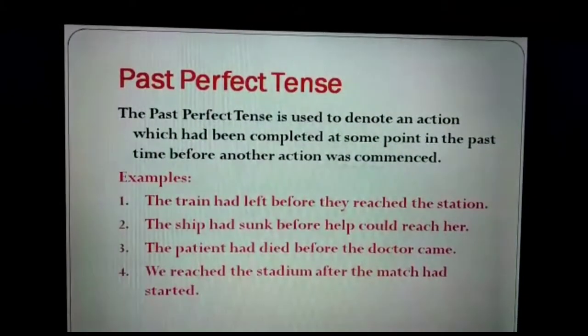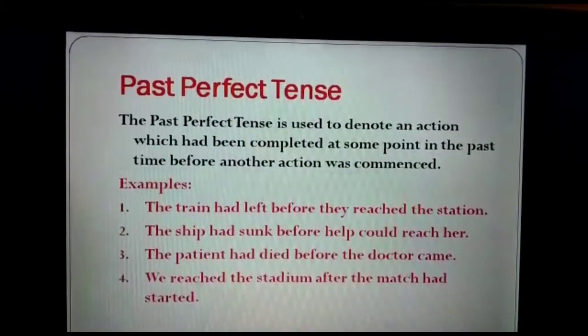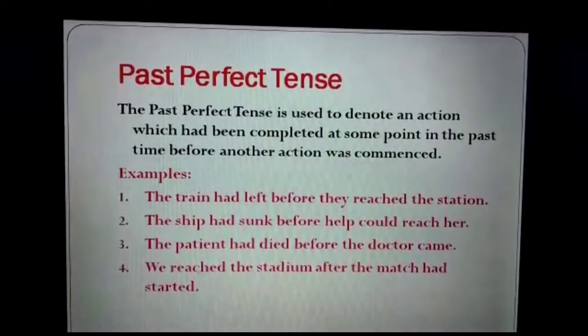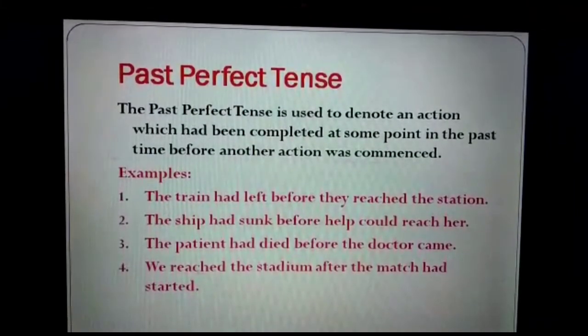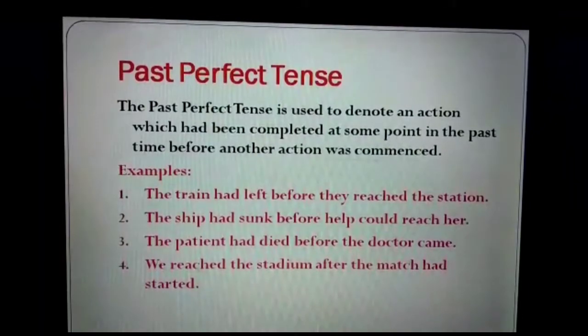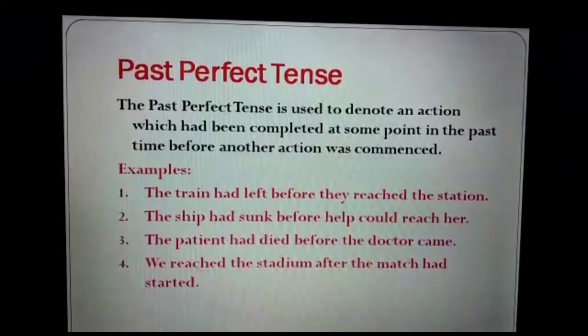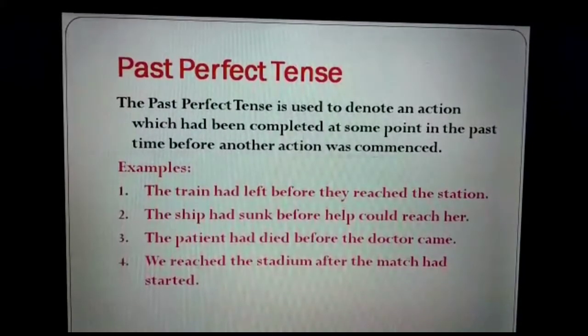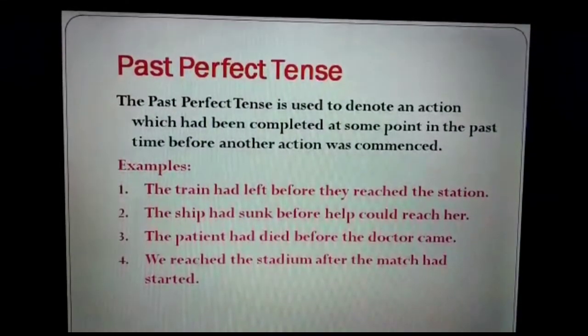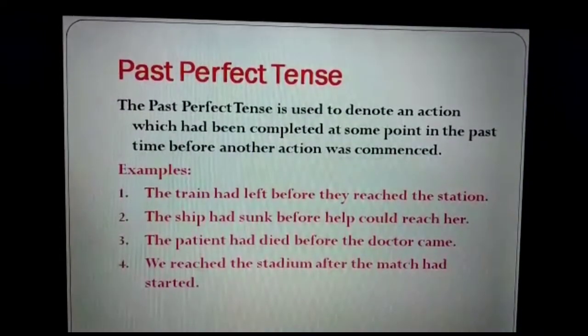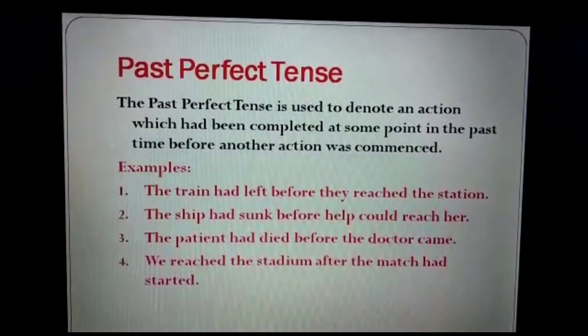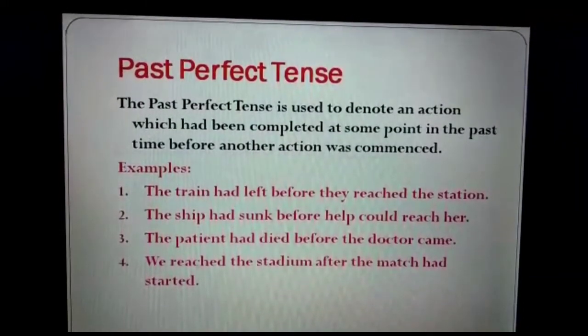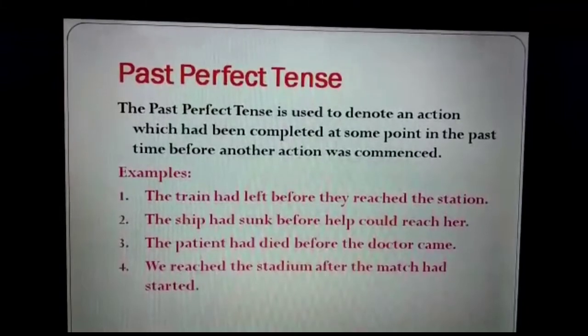Some of the uses of past perfect tense. Let us understand. The past perfect tense is used to denote an action which had been completed at some point in the past time before another action was commenced. In this sentence, two actions of the past are referred to. So, two actions took place in the past. One action took place before the other. So, whichever happened before, we write in past perfect tense.